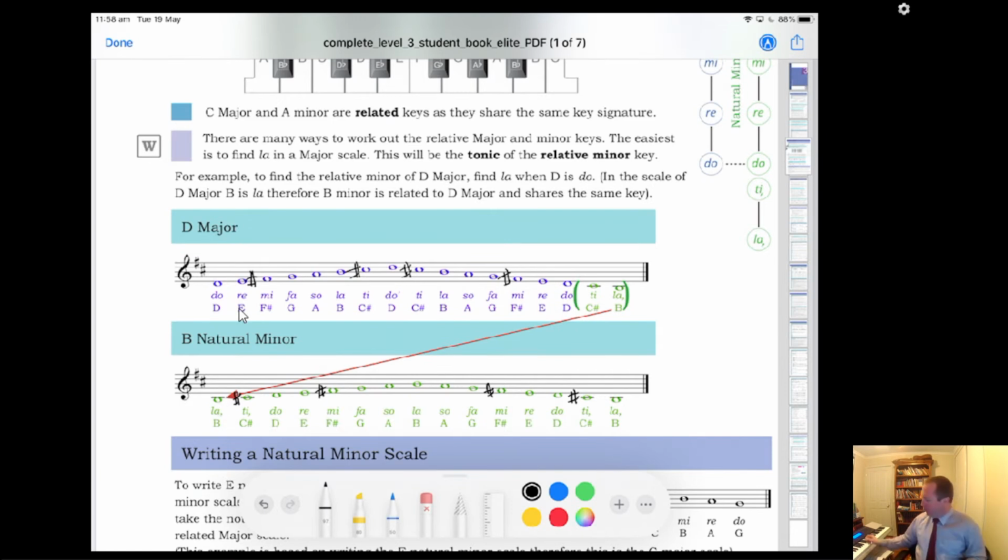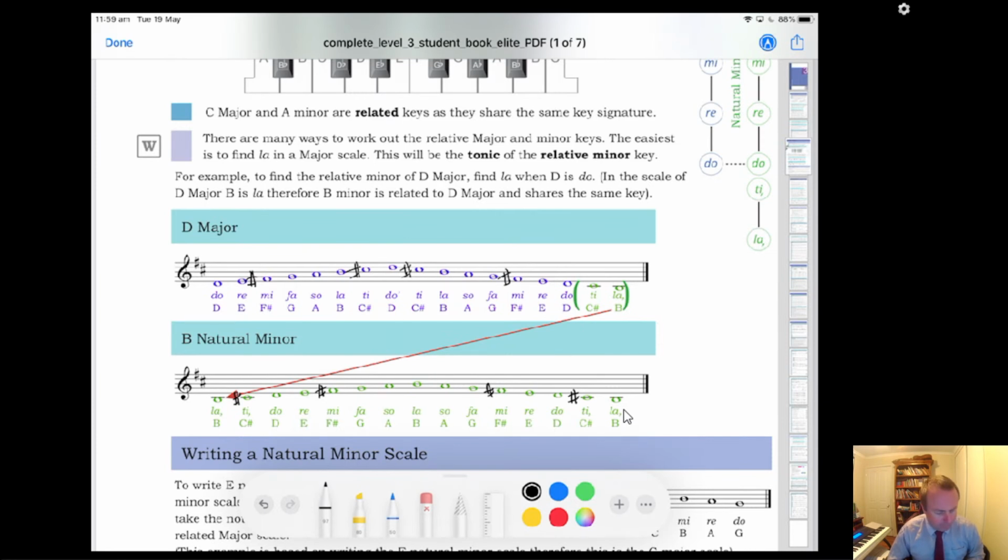So I'll play you D major one more time. Go down. There's our root note for the new scale, B natural minor. Still got F sharp and C sharp, but starting on B. So that is the natural minor of D, otherwise known as B natural minor.